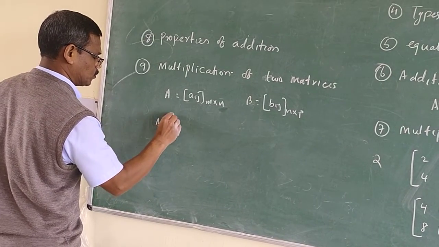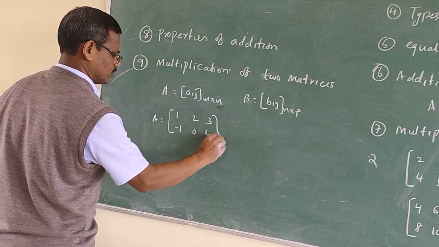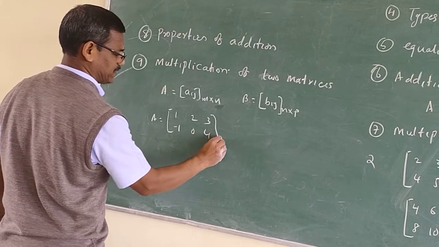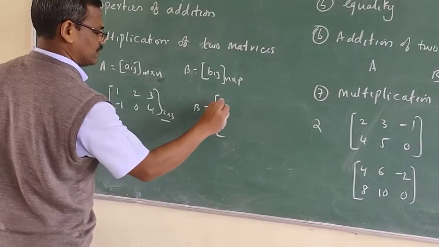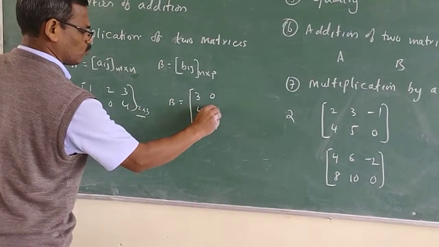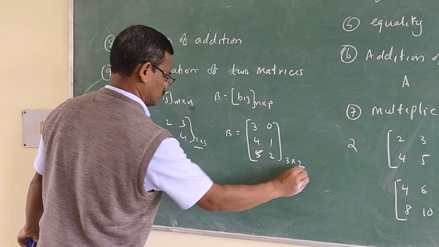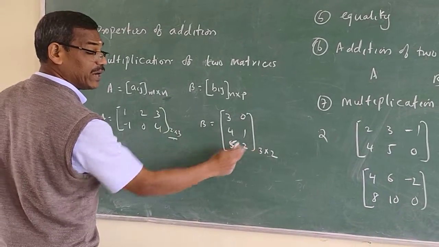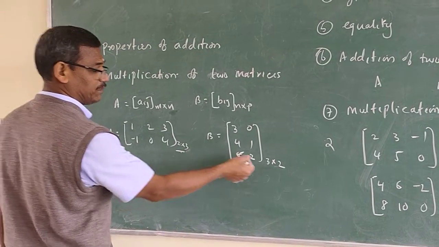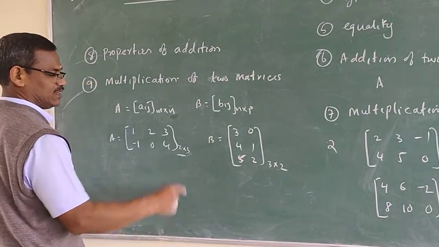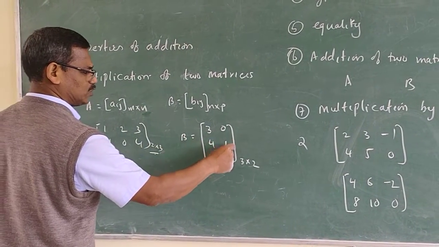Say A is equal to the matrix 1, 2, 3; minus 1, 0, 4. And what type of matrix is this? It is a 2 by 3 matrix. And suppose B is equal to the matrix 3, 0; 4, 1; 5, 2. What is the order of this matrix? It is 3 by 2. So a 2 by 3 matrix and a 3 by 2 matrix. The number of columns of the first matrix is equal to the number of rows of the second matrix. So here 2 rows and 3 columns, and here 3 rows and 2 columns.